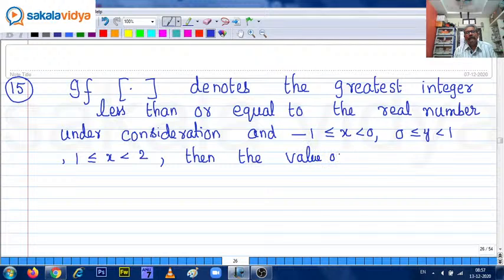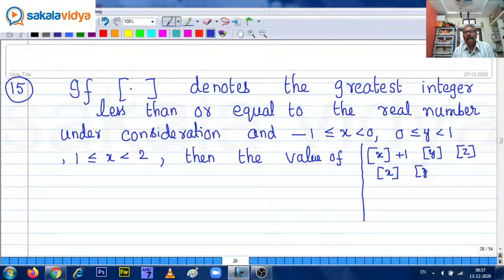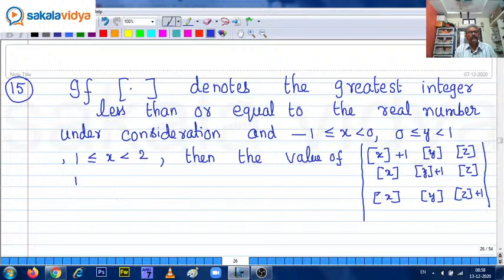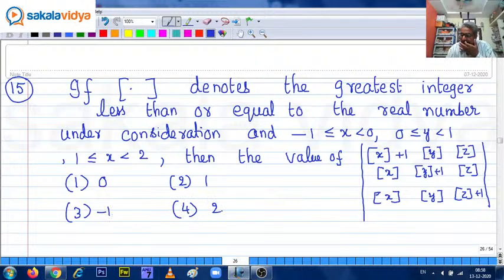the value of the determinant of the matrix with first row integral part of x plus 1, integral part of y, integral part of z; second row integral part of x, integral part of y plus 1, integral part of z; and third row integral part of x, integral part of y, integral part of z plus 1. The determinant value we need to find. First option is 0, second option is 1, third option is minus 1, fourth option is 2. Has anybody tried this question?